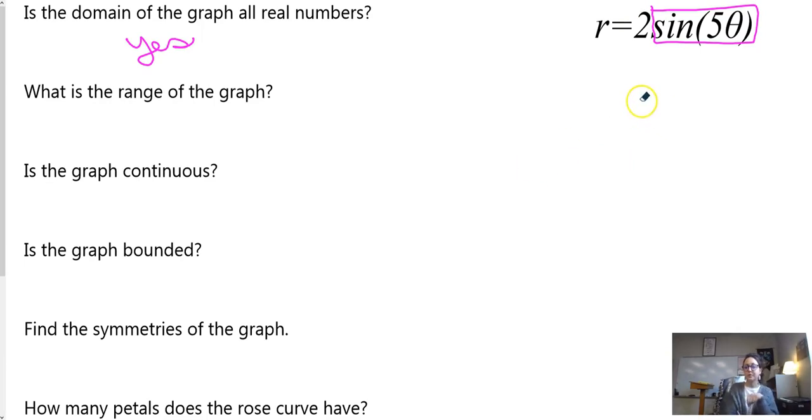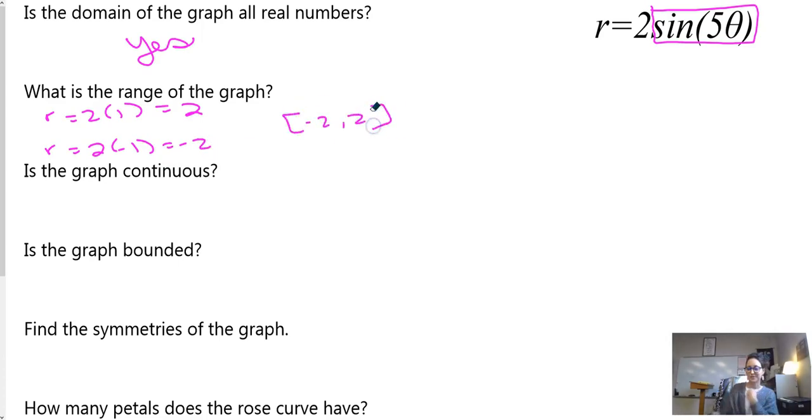So it's helpful if you just highlight or box the trig portion. Again, don't let the 5 throw you off. If I plug in 1 for the trig portion, I get 2. If I plug in -1 for sine of 5 theta, this becomes -2, so the range is -2 to 2. Make sure you go small to large there. Is the graph continuous? Yes, if you look at that reference sheet, you know this is going to be a rose curve. Is it bounded? Yes, our rose curves are all bounded.